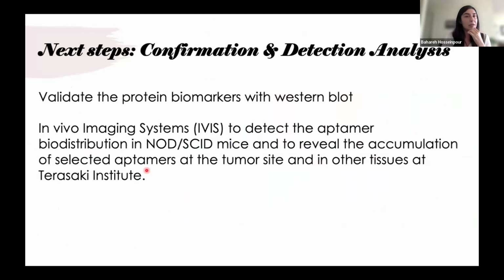So the next step of my experiment will be validating the proteins that we found so far. We are guessing it might be the surface protein that we are looking for, with Western blot. And also, in collaboration with Terasaki Institute, we will do IVIS in order to see the aptamer biodistribution in nude mice, to reveal the accumulation of the aptamers at the tumor sites and also in other tissues.